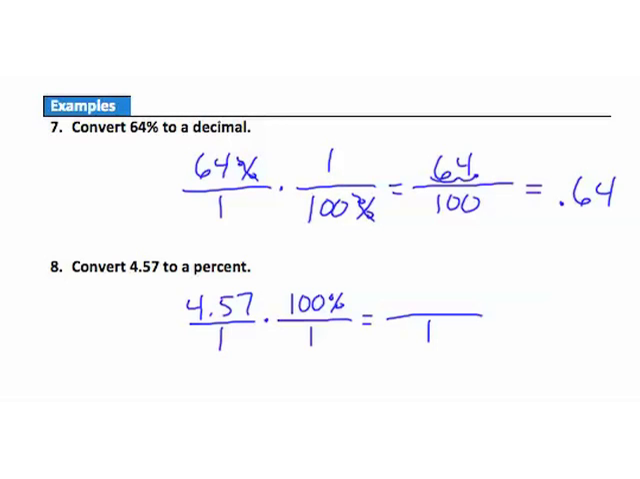Now multiplying by 100 is just as easy as dividing by 100. If I multiply by 100, I'm going to make this number 4.57 a bigger number. And in fact, multiplying by 100, all that does is move the decimal 2 places to the right. So I'm going to take this decimal, it's going to come over 2 places to the right, and that's going to give me 457% over 1, which is just equal to 457%.